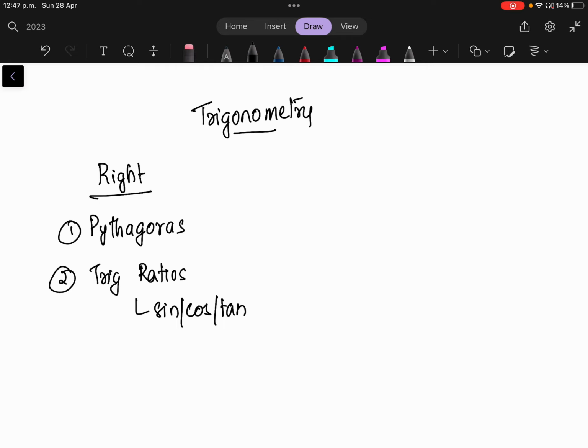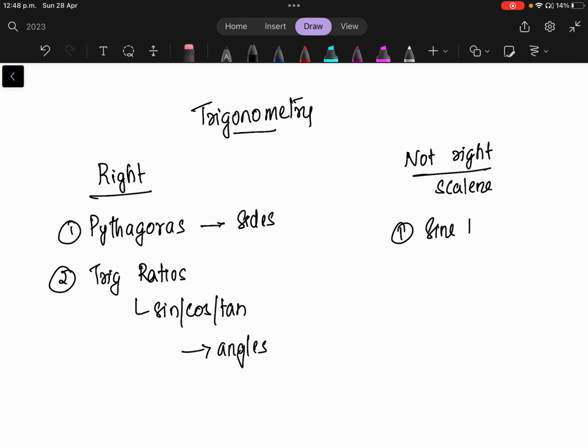When do we use Pythagoras? When do we use ratios? Pythagoras usually works when you have the sides of the triangle given, and the trig ratios when you have the angles given. And if it is not a right angle triangle, it means it is just a scalene triangle. In that case, you work with the sine rule and the cos rule.